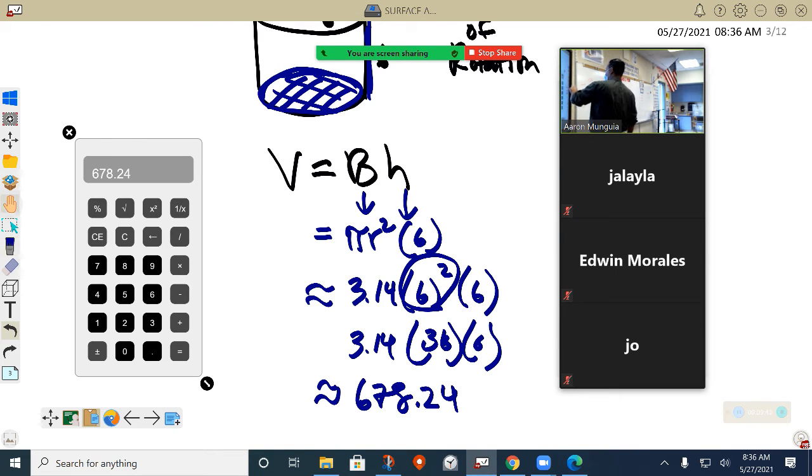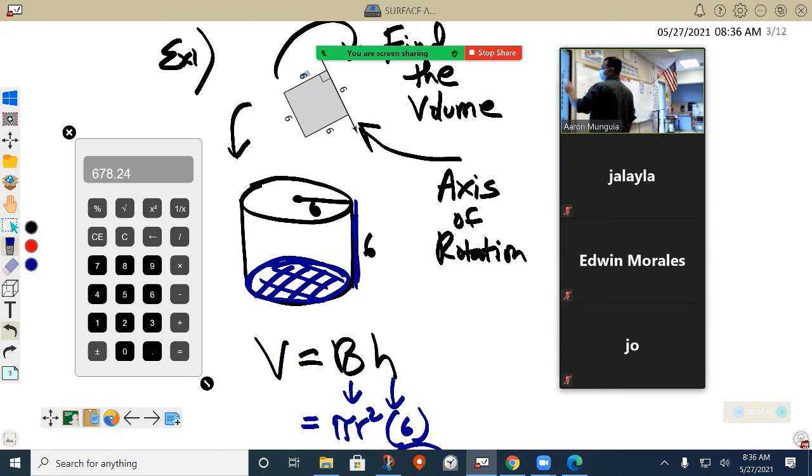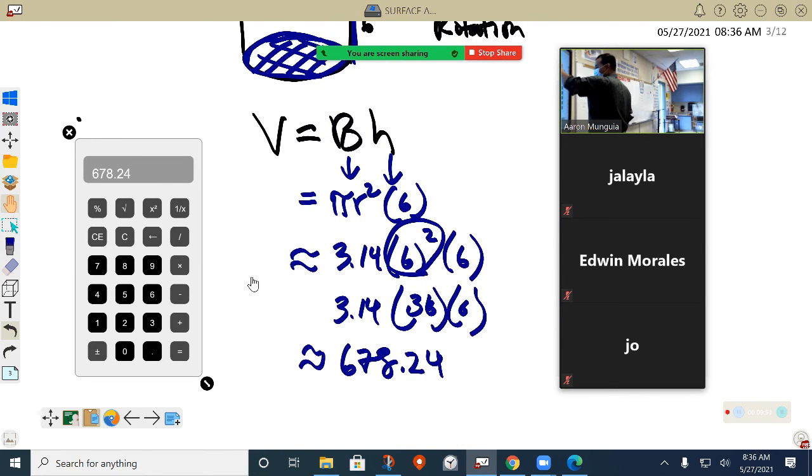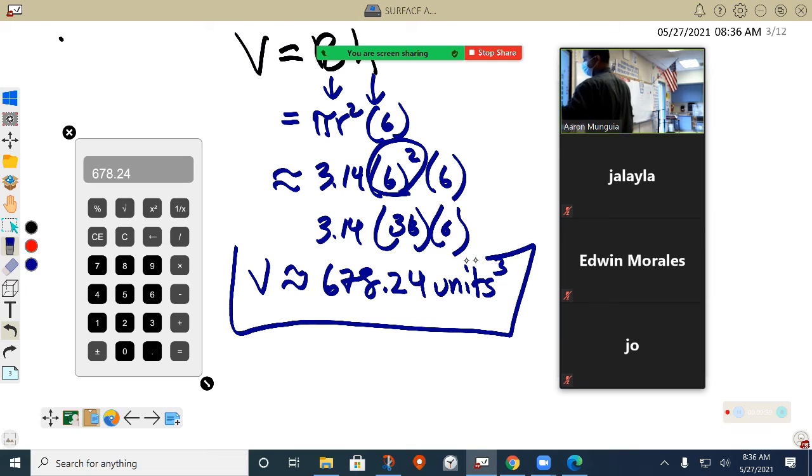Now, they didn't specify here. They didn't specify if this was 6 inches, 6 feet, 6 yards. So we're just going to write the generic word units, because they didn't specify what's being counted. So this would be cubic units. Cubic units, because we're dealing with volume. Done.